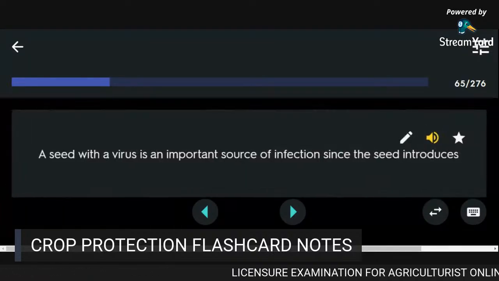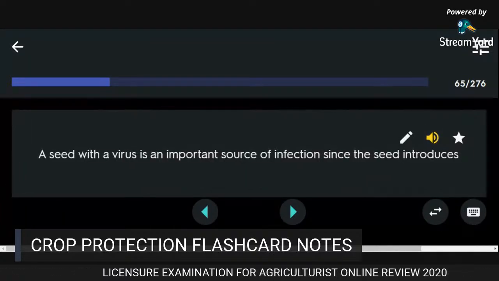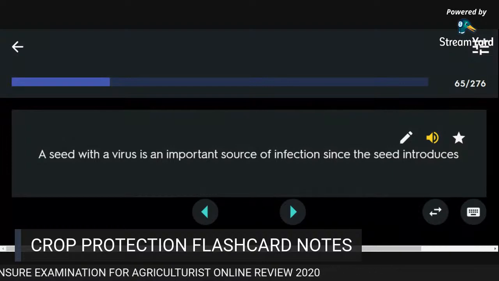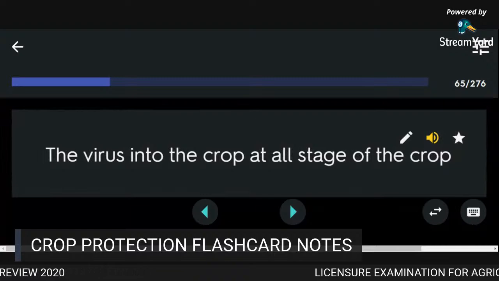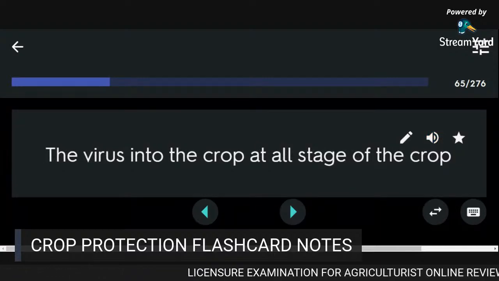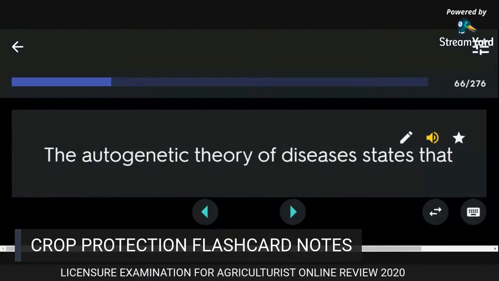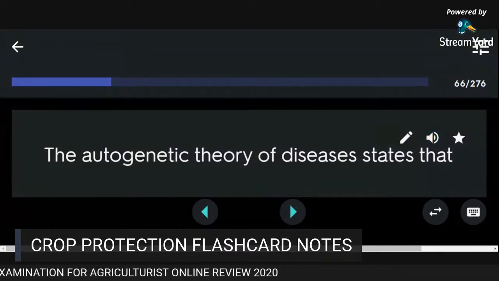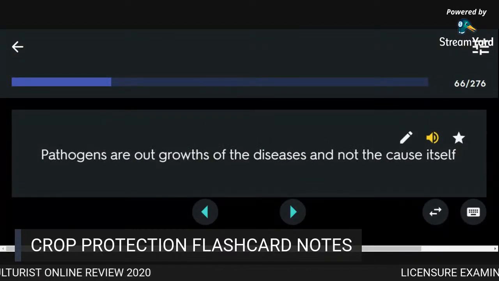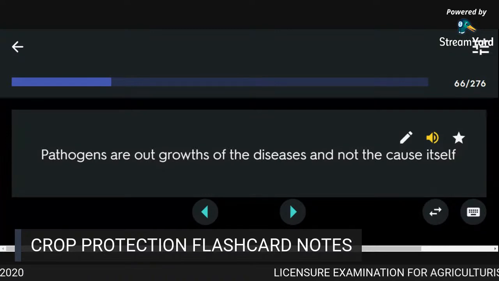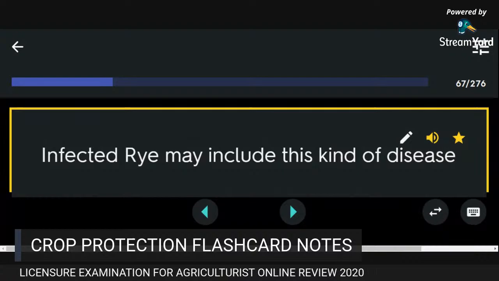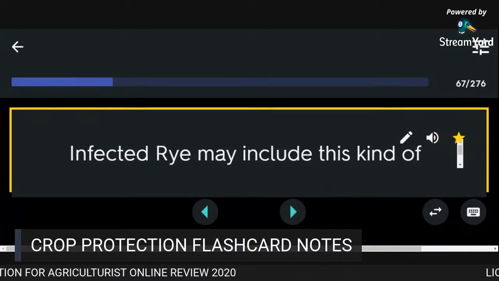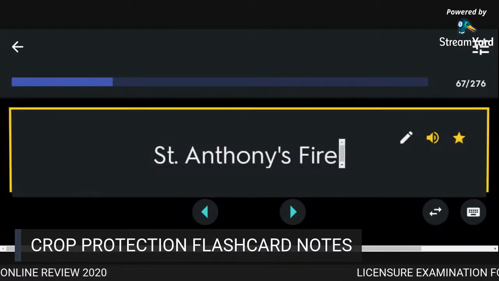A seed with a virus is an important source of infection since the seed introduces the virus into the crop at all stages of the crop. The autogenetic theory of diseases states that pathogens are outgrowths of the diseases and not the cause itself. Infected rye may include this kind of disease: Saint Anthony's fire.